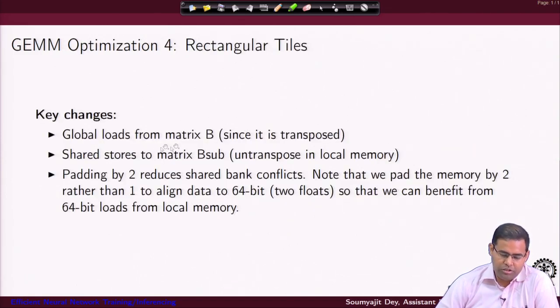These were the changes: you do global loads from B, where B is pre-transposed, and then you do the shared store through the matrix B sub in such a way that the load is optimized. The way you optimize the load is you pad the data with two elements, because in each bank you have a memory width of 64 bits for the loads. So, you pad with two positions here, and that gives you a huge advantage over the baseline implementations.